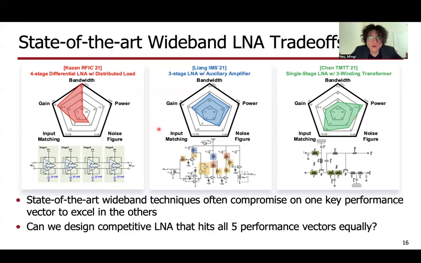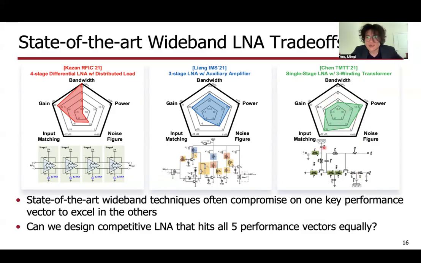The blue LNA in the middle by Liang used a three-stage single-ended architecture to report much better power consumption than the red LNA. They also obtained good gain and decent bandwidth as well. However, they reported a very poor input matching level of -6 dB right in the middle of their bandwidth as well. Lastly, the green LNA by Chen used a single-stage, single-ended architecture to report one of the best power consumptions in the reported works, but due to the simplicity of the circuit, they suffer from low gain and narrow bandwidth as well.